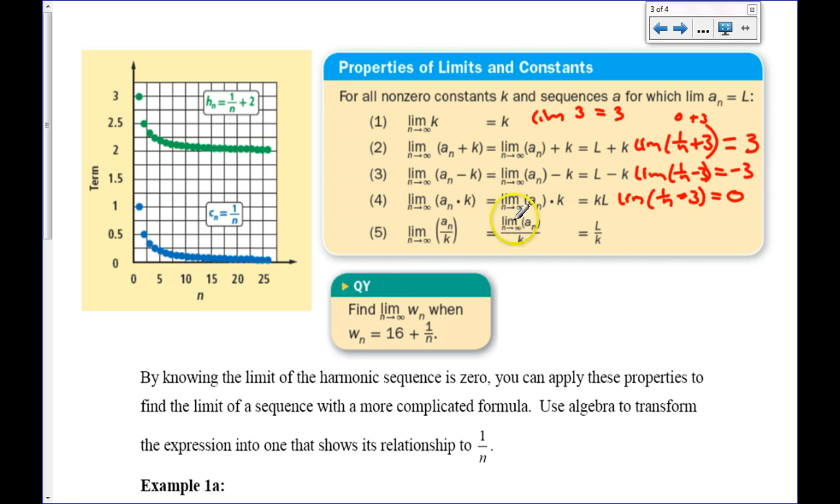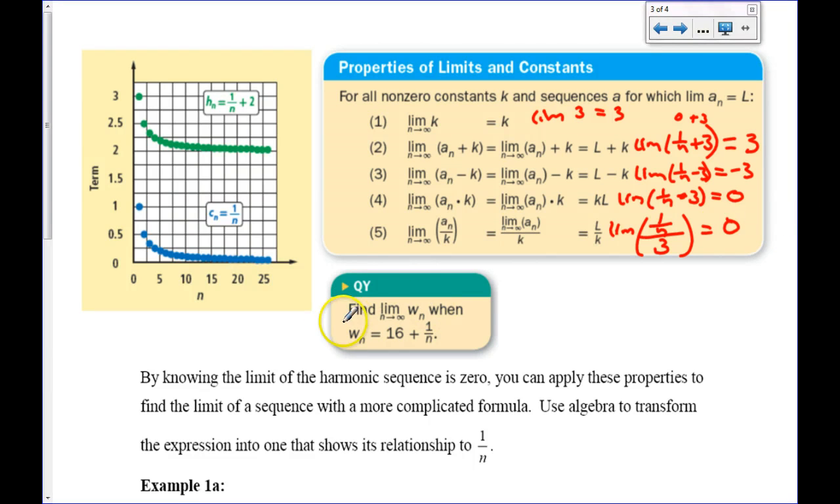And the last one is if I said the limit of 1 over n divided by 3, what's that going to be? Which happens to be 0 divided by 3, which is 0. Okay?